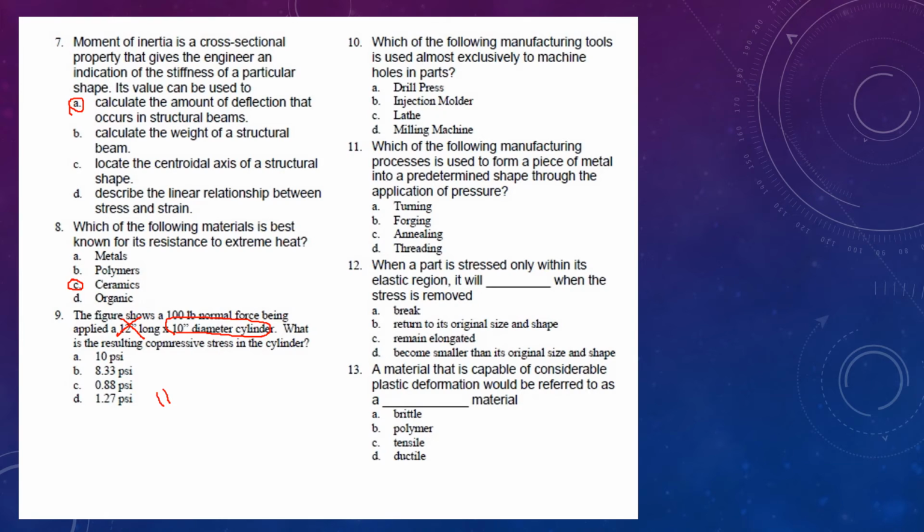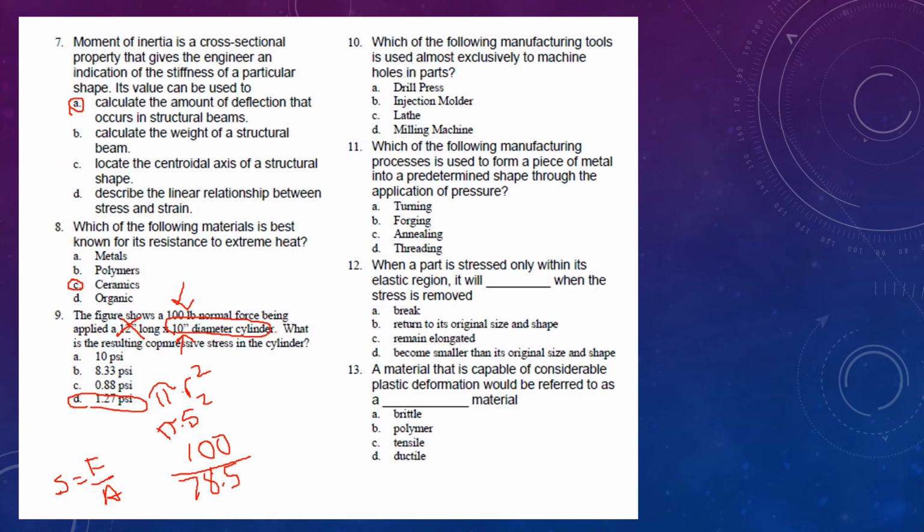So pi r squared, in this case, your radius is going to be 5 because this is a diameter of 10. So pi times the radius squared is going to give you an answer of 78.5. And then the stress is going to be equal to force over area. So force over area in this case is 100 pounds over 78.5. That's going to come out to 1.27 psi. So the answer is D.